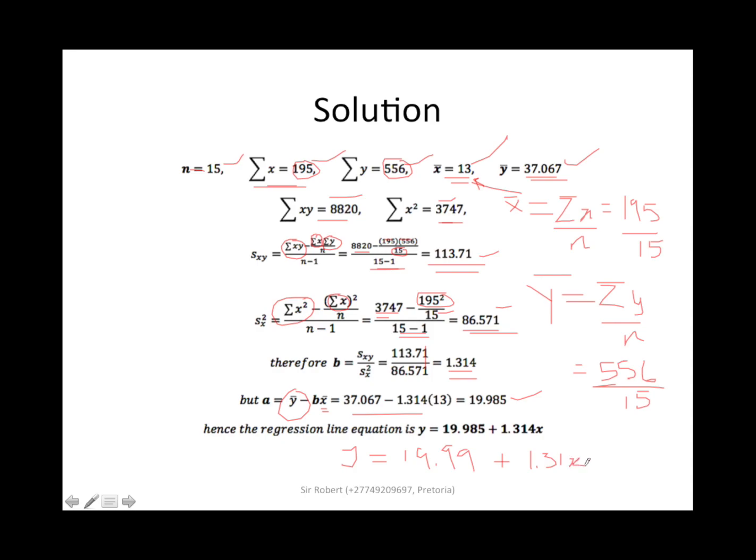So you can simplify to two decimal places. I think that's fine. So that's all you have to do in your regression. So let's recap.